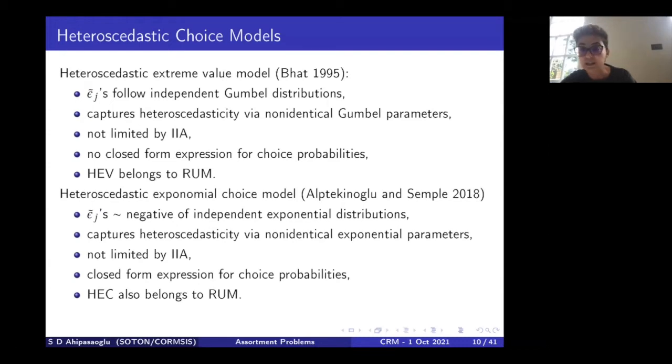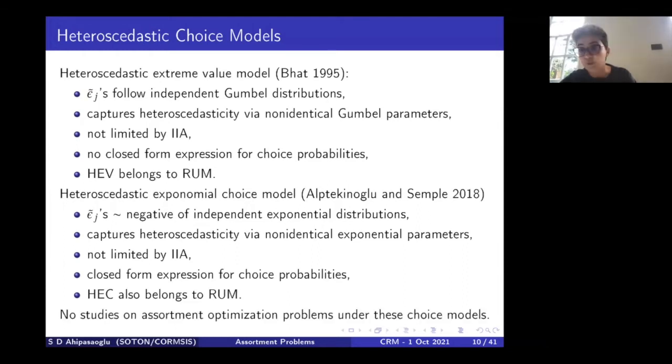And in this case, the epsilon j's are assumed to follow the negative of independent exponential distributions with non-identical parameters again. So it's a heteroscedastic model, and it also is not limited by IIA. So this model has a closed form solution, but it requires knowing the sequence of the deterministic components, which is not very easy to estimate if you look at the maximum likelihood estimation.